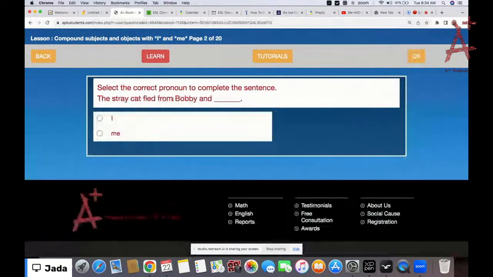Now, the stray cat fled from Bobby and what? Is it going to be Bobby and me, or what's going to be the answer? Is it Bobby and I or Bobby and me?